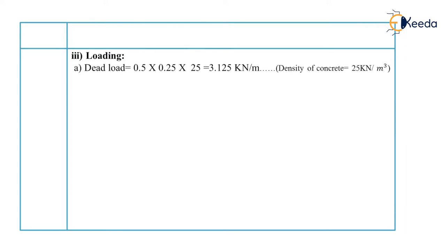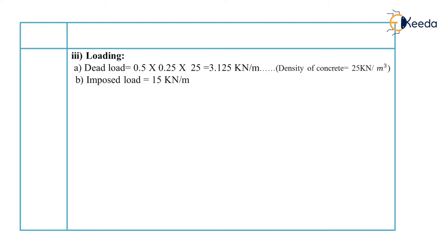Then our next step is to calculate the loading. So first is the dead load or self weight. We know the formula to calculate self weight, volume into density. And we will assume 1 meter length. Okay, so here we will calculate b into capital D. Capital D is 0.5 meter, small b, that is width, is 0.25 meter, and the density of concrete, or we can say the unit weight of concrete, is equal to 25 kN per meter cube. Okay, so after multiplying that, we will get dead load equal to 3.12 kN per meter.